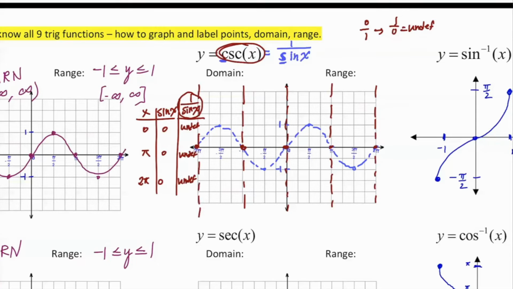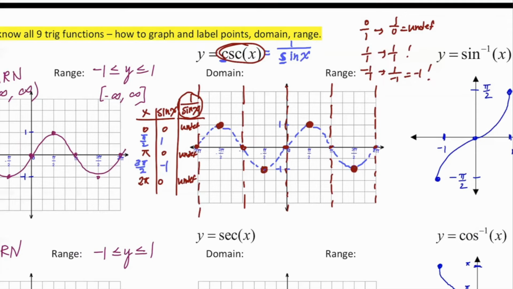And then sine also has these values of 1. Pi over 2 is a 1. 3 pi over 2 is negative 1. And what's the reciprocal of 1? The reciprocal of 1 is still 1. It's the same. The reciprocal of negative 1 is also negative 1. It's the same. So guess what? Cosecant will also have the same points as sine.